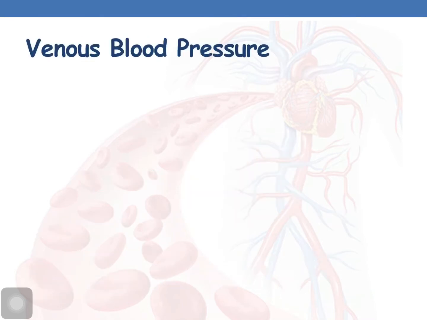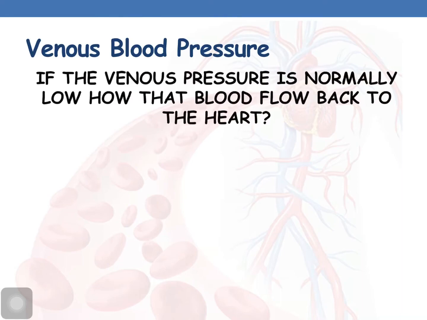Unlike the arterial pressure, which pulsates with each contraction of the left ventricle, venous blood pressure is steady and changes very little during the cardiac cycle. Despite the structural modifications of the veins, such as large lumens and the presence of valves in some of them, venous pressure is normally too low to promote adequate venous return. So, if the venous pressure is normally low, how does the blood flow back to the heart? For this reason, three functional adaptations are critically important for venous return.